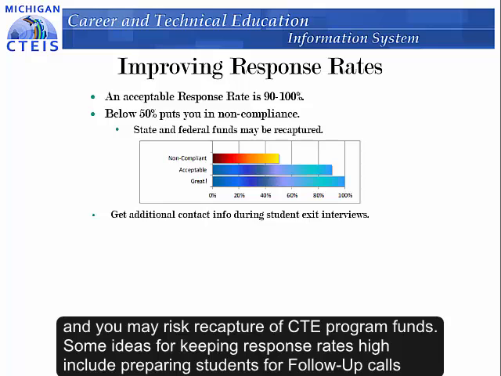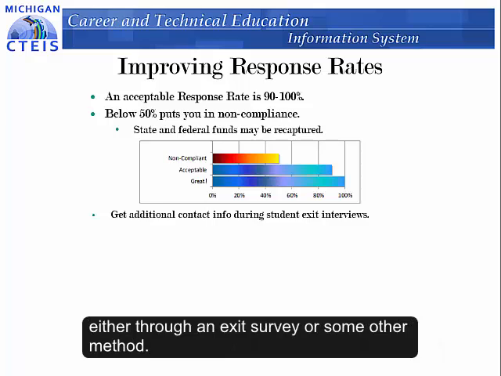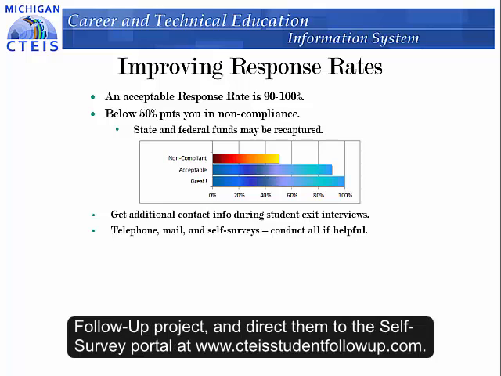Some ideas for keeping response rates high include preparing students for follow-up calls before they leave school. Ask concentrators for 3 or 4 additional contact names, phone numbers, and email addresses prior to their leaving school, either through an exit survey or some other method. While telephone surveys have very high response rates, you can also send mailings out to concentrators to increase awareness of the follow-up project and direct them to the self-survey portal at www.ctesstudentfollowup.com.